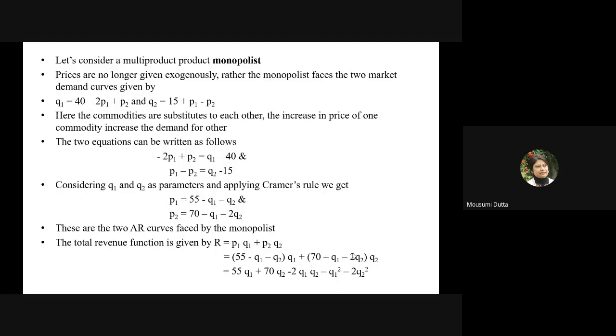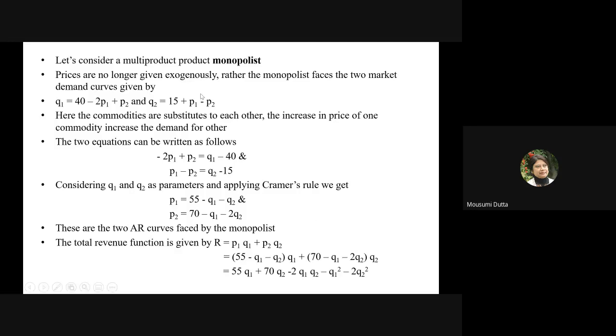Next, we will solve a similar kind of problem. However, instead of a perfectly competitive firm, here we will consider a monopolist. So if the firm is a monopolist, as you mentioned, there will be market power. So the firm will be able to determine the prices of the commodities, because here also we are considering a two-product firm. So the firm has the capacity to determine the prices.